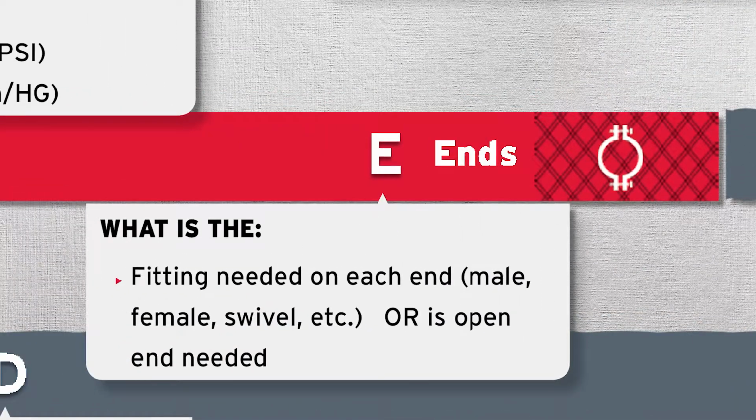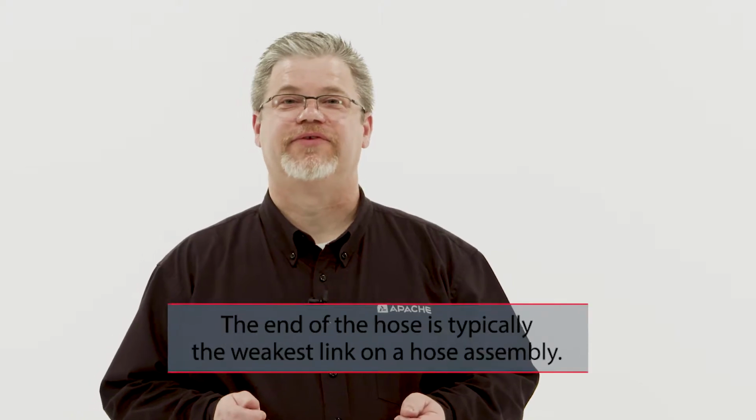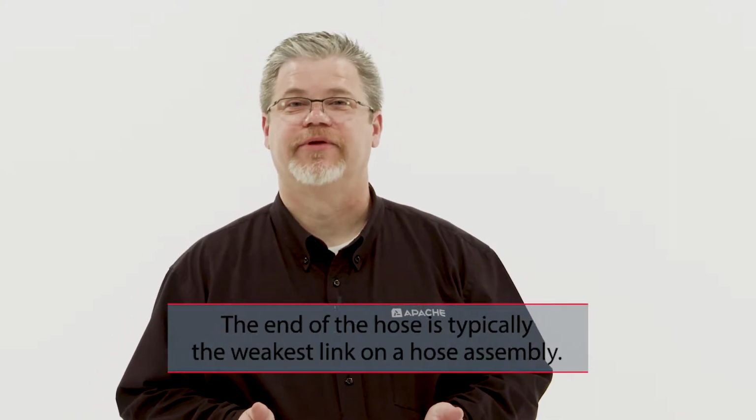The ends include the style of couplings, what the orientation or attachment method is, or if the hose should remain open-ended. Getting this right is extremely important because this is typically the weakest link on a hose assembly. How couplings are attached affects the working pressure of the hose. Improperly attached ends could cause issues by blowing off a hose that is in use, or by not blowing the ends and letting pressure build until the hose itself bursts.